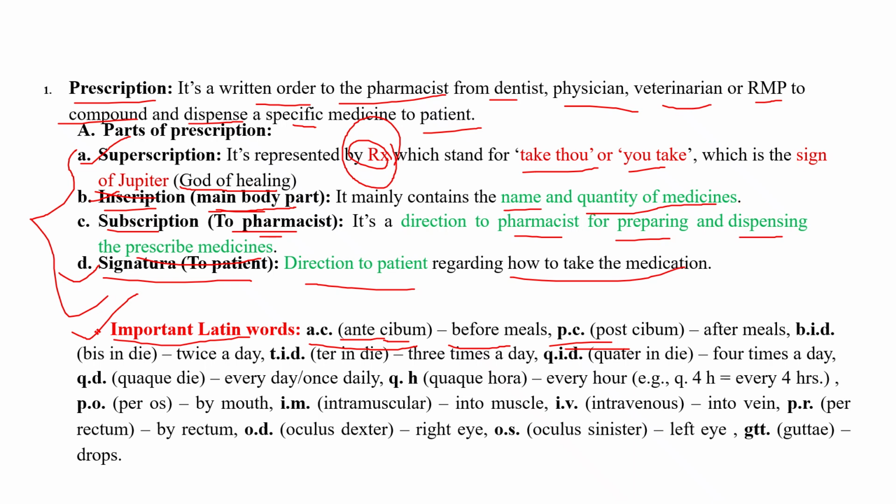BID, bis in die, means twice a day. TID, you guys already know. You just need to remember. So go through these Latin words once. Please try to remember them. Hope you guys will get a few of these important Latin words in the exam.